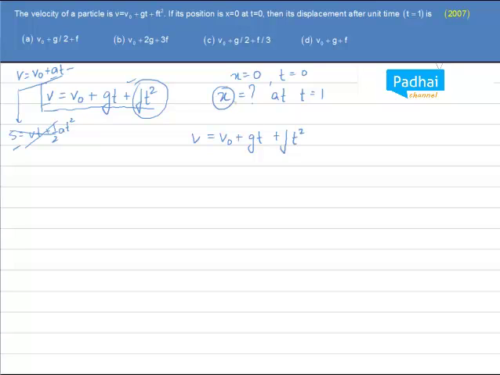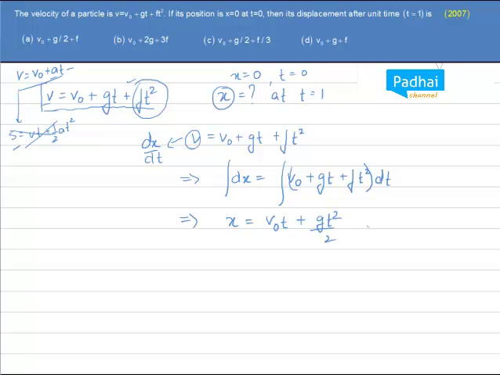And we have to calculate the displacement x. So what will I do? I'll put v as dx by dt, right? So this will give me dx will be equal to v naught plus gt plus ft square, and this whole integration with dt, right? I'll integrate this. So what will I get? x will be equal to v naught into t plus gt square by 2 plus ft cube by 3, right? This is the integration plus c, some constant.